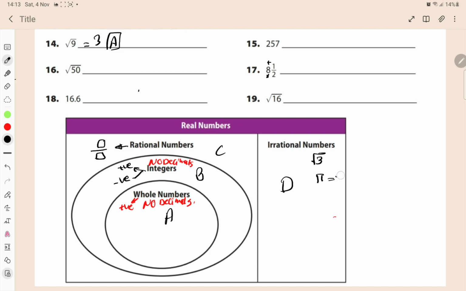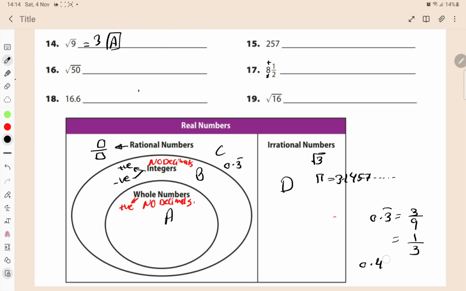Pi is 3.14 and a lot of numbers. They are not repeating. 3.1457 and a lot of other numbers. So it is non-repeating, non-terminating, meaning non-stopping, so it is irrational. What if it's a repeating decimal? It's a rational number. For example, 0.3 repeating is the same like 3 over 9. Simplify, divide by 3 up, divide by 3 down, so it is 1 over 3, and 1 over 3 is a fraction. Any fraction is a rational number, so we can say that the repeating decimals is also a rational number.